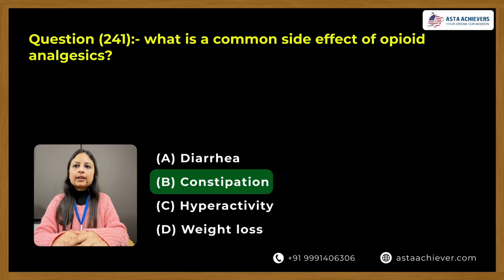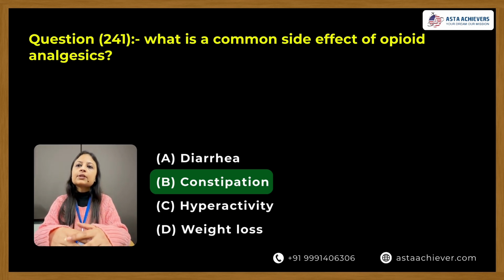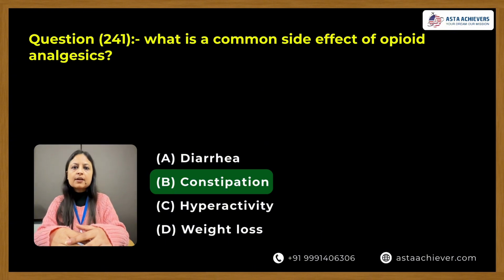Question number 241. What is the common side effect of opioid analgesics? Option A, diarrhea. Option B, constipation. Option C, hyperactivity. Option D, weight loss. So option B, constipation, is the correct answer. Some common side effects of opioids include nausea, constipation, vomiting, drowsiness, dizziness, and pruritus.